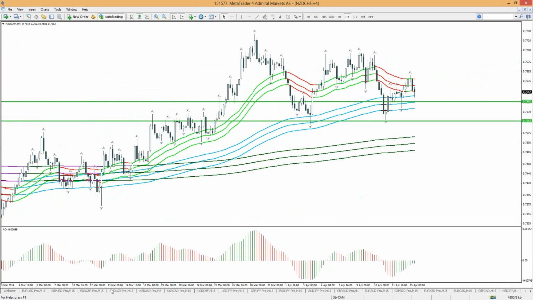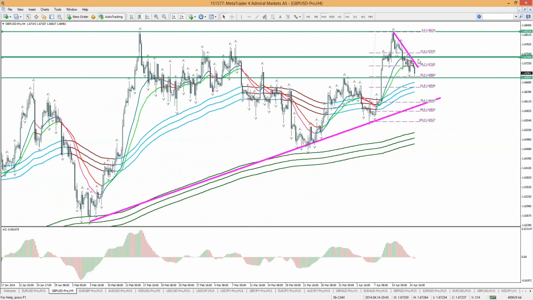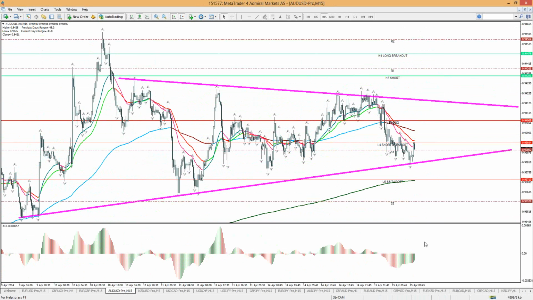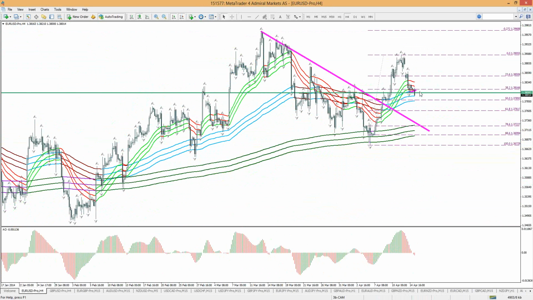Other than that, from a swing trade perspective, I'm interested in the potential for the pound to break above this magenta, to be honest. I'm interested in the Aussie to finally break, eventually either break lower and bounce or break to the upside as a swing trade. And even the euro to break above again and see dollar continuation. That's my primary interest from the swing trading perspective.